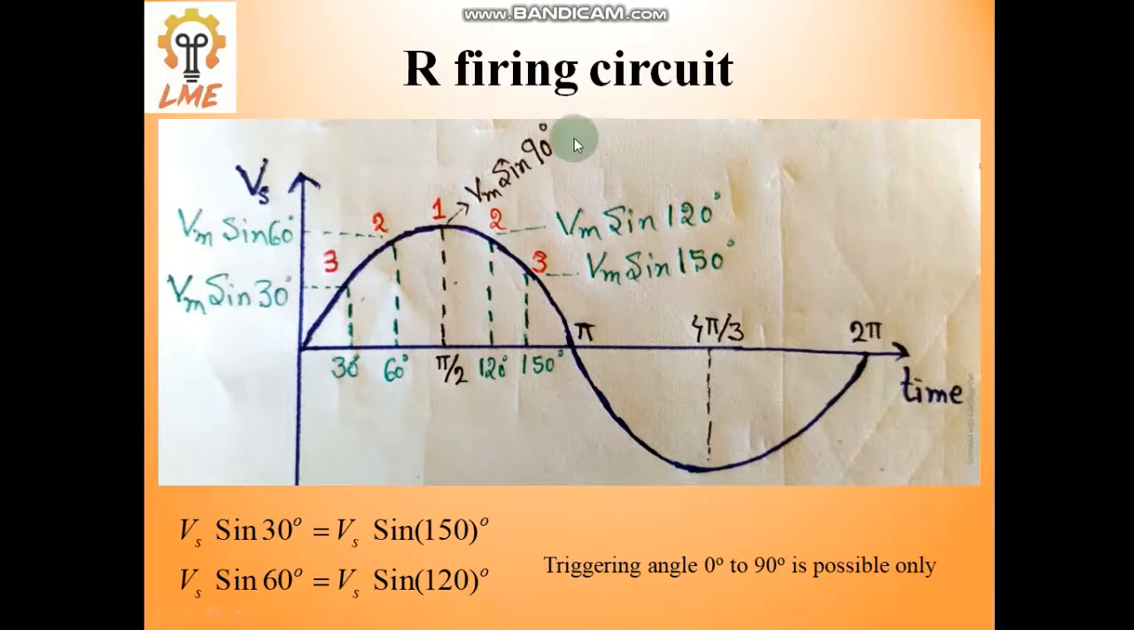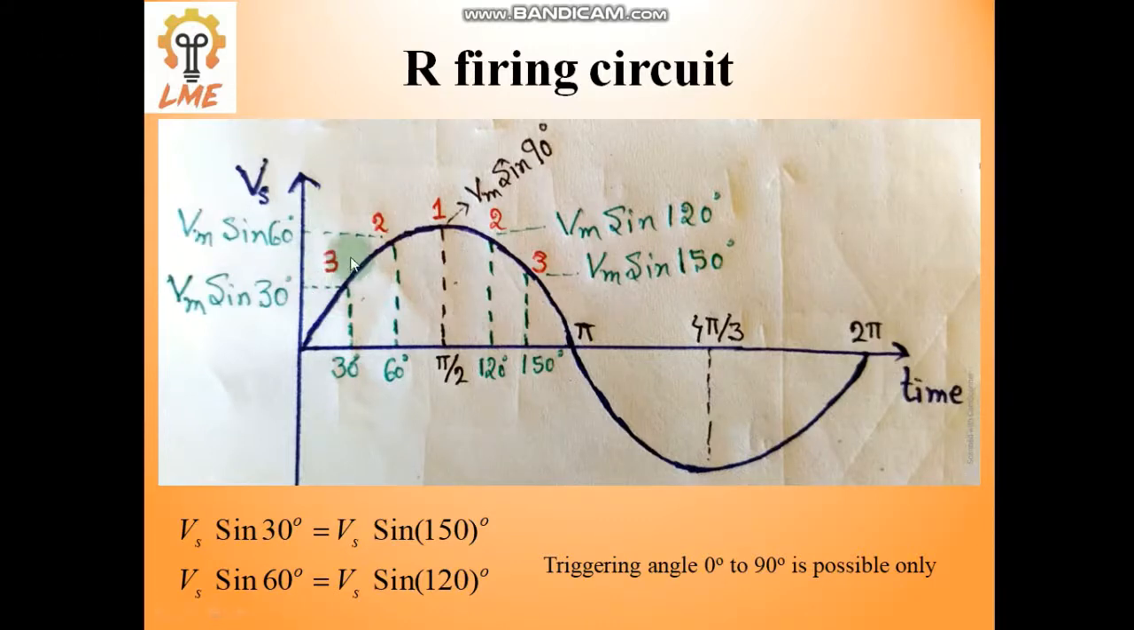So 3 ampere is required at the time of Vm sin 30, 2 ampere is required at the time of Vm sin 60, and at Vm sin 90 1 ampere is required, because as the potential difference increases, the gate current reduces. That we can conclude from the VI characteristics of an SCR.